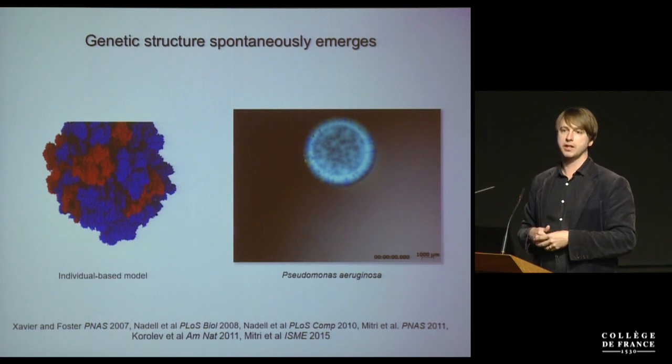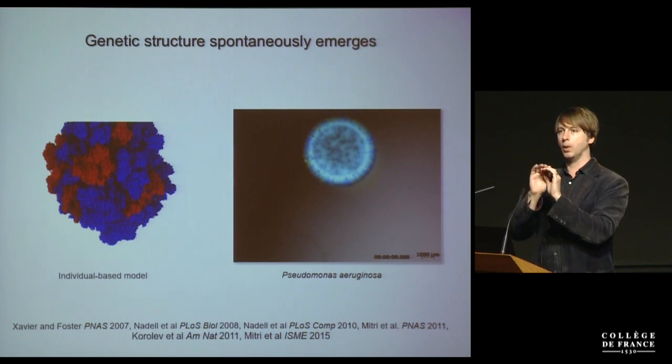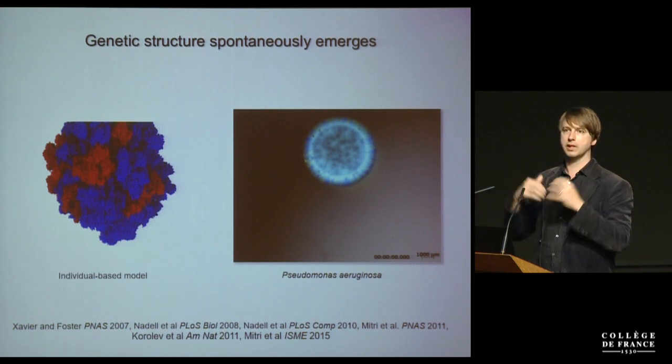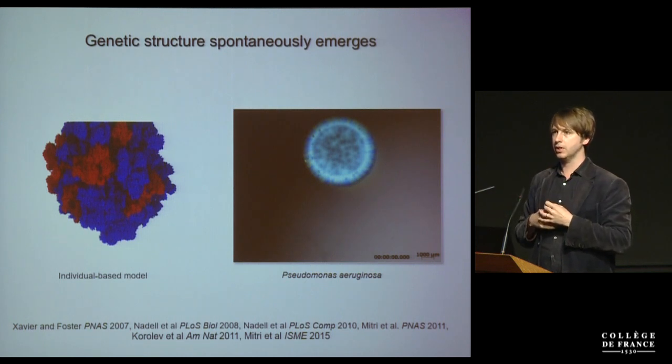And this happens spontaneously. The reason is just due to the fact that only the cells on the outside of the group are growing well because there's nutrient limitation. And so you get stochastic events and you end up with pure patches of a single genotype.